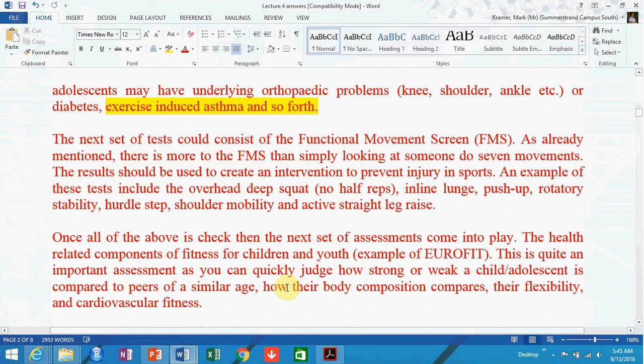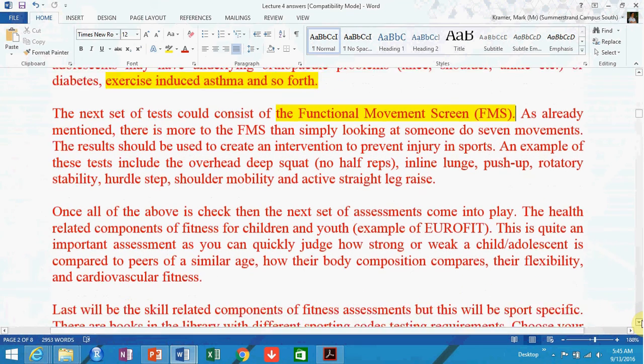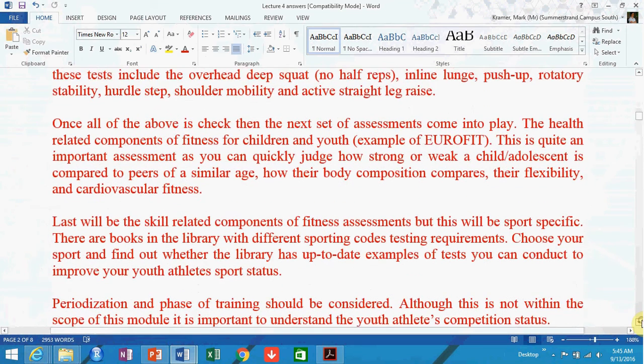Okay, now that you've completed the assessment with your youth athlete, you can decide on the next set of tests that you want to conduct. And let's say for the purpose of today, you move on to your functional movement screen. So I am not going to go through the functional movement screen again. I've gone through that in the previous YouTube clip, so refer to that YouTube clip to get more information.